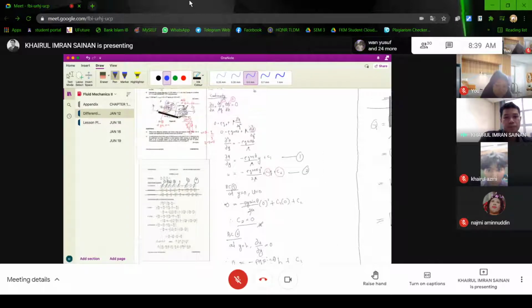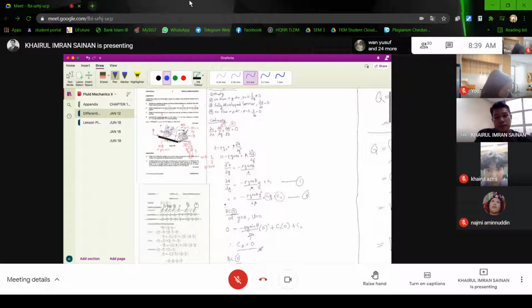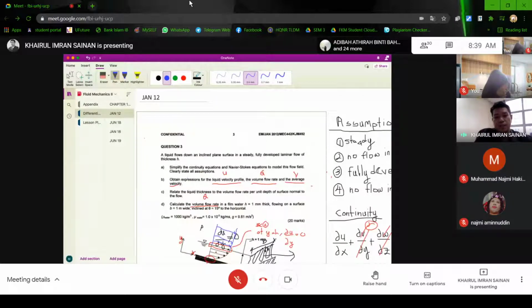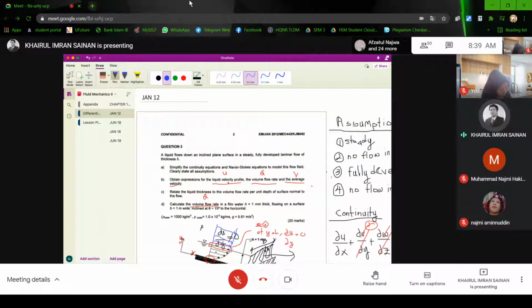Okay, so we're done with obtaining the expression for the liquid velocity profile, which is u. Next, they want you to find the expression for the volume flow rate. So somebody give me the equation of Q. Q equals to what?